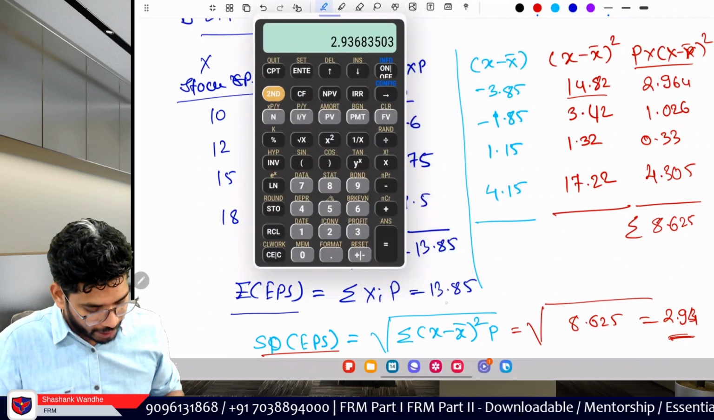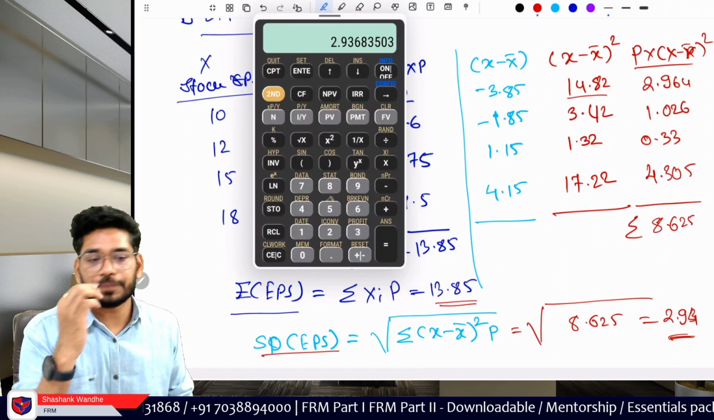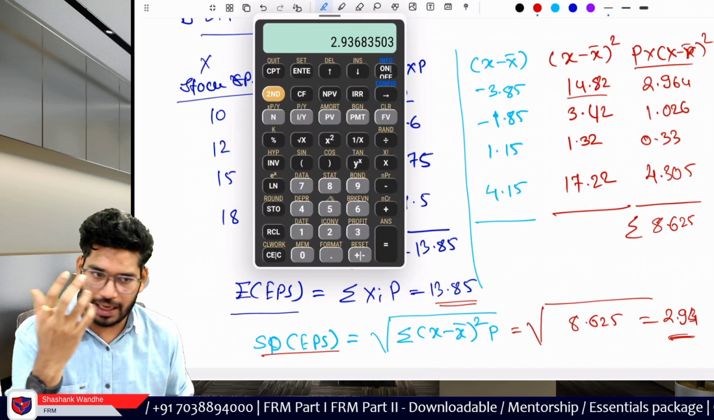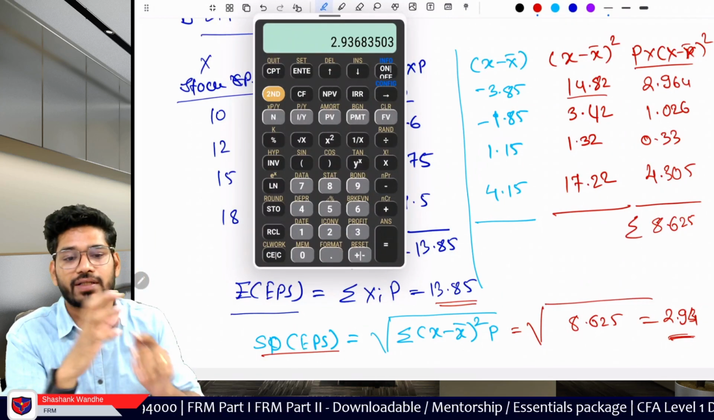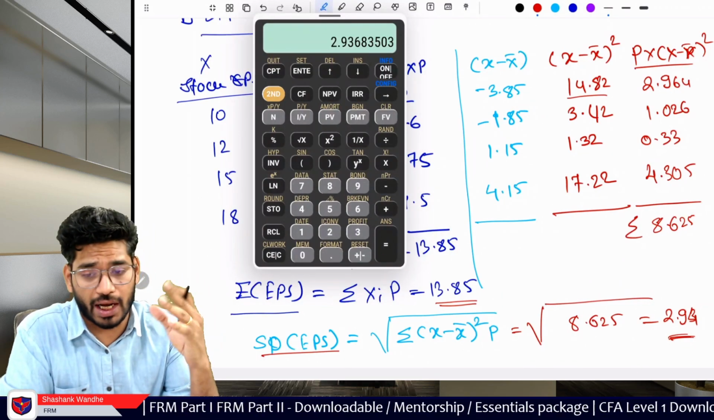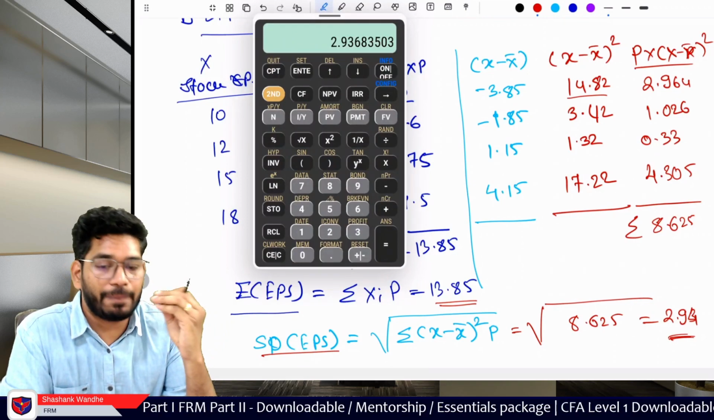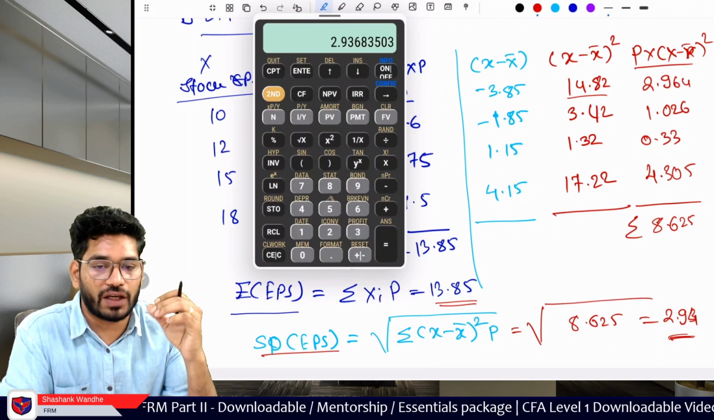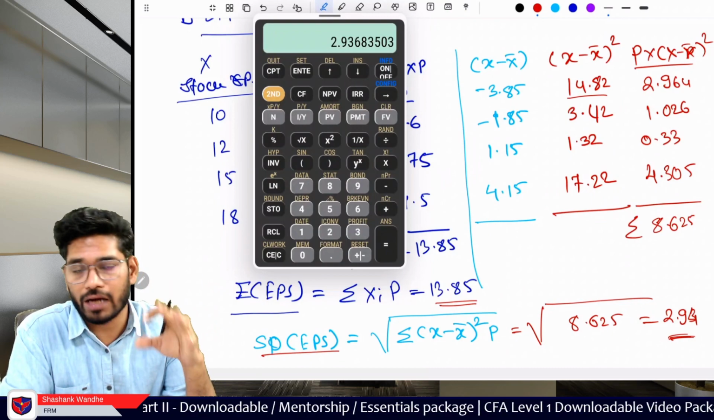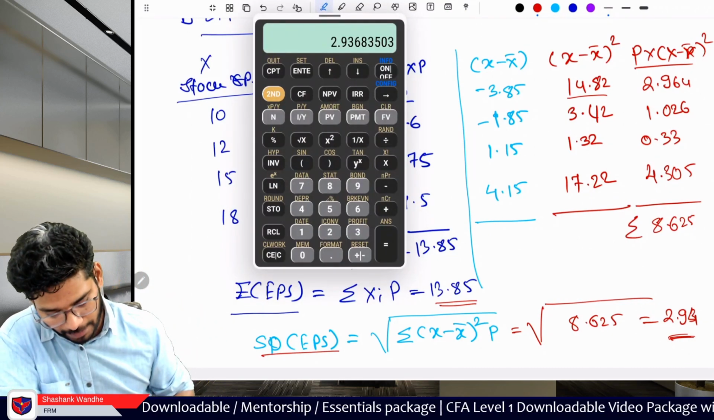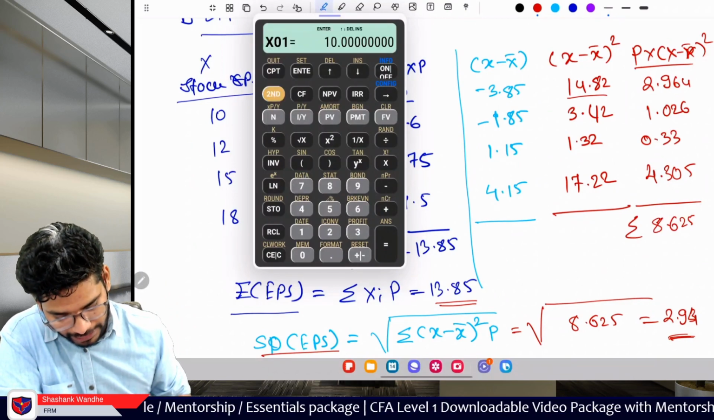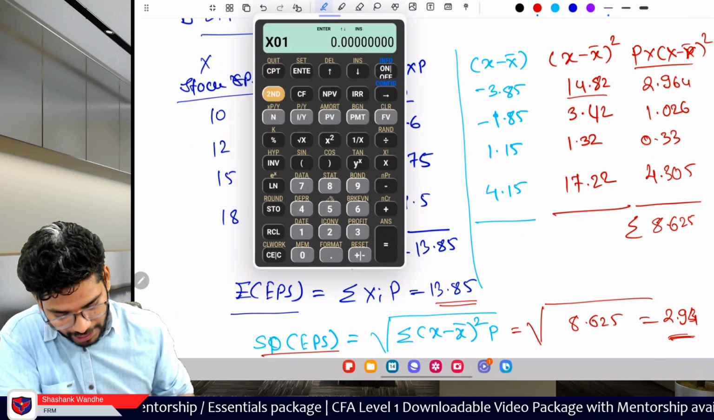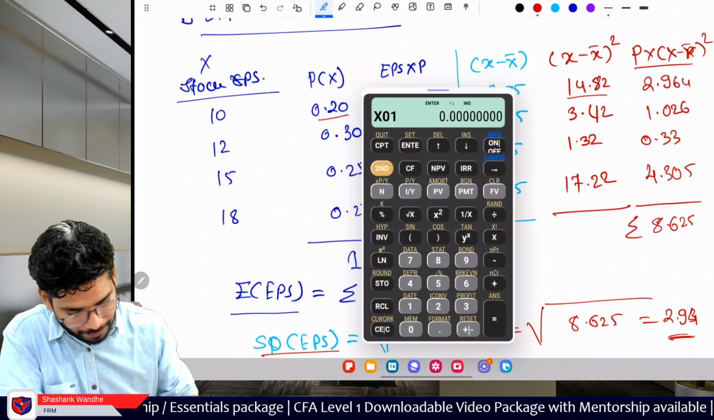So here we used the full method, and as you can see, this is not practical to do in the examination. If you get questions, say there are 4 values, and the institute asks you to calculate the expected value of the EPS or standard deviation of the EPS, then it is very difficult to do the calculation using this particular method. So what we will do is use the calculator. Just see how to use the calculator for this purpose.